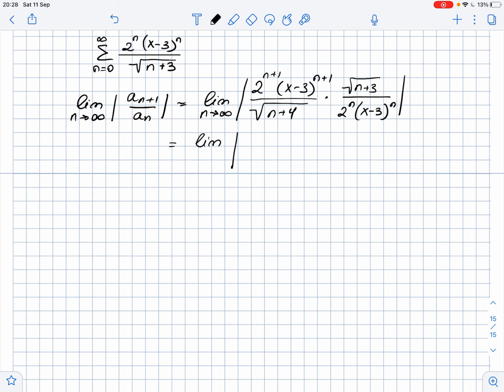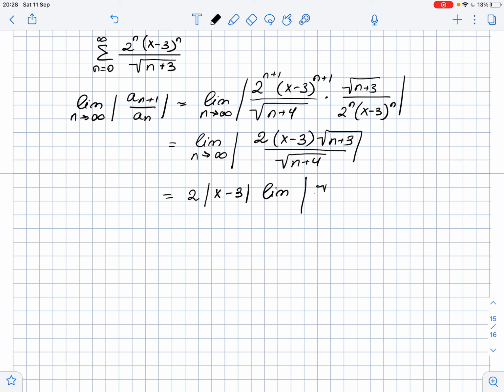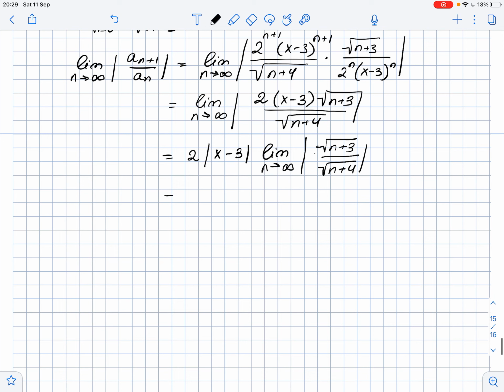This equals the limit of the absolute value of 2 times (x-3) times the square root of n+3 divided by the square root of n+4, where n approaches infinity. Then this equals 2 times the absolute value of x-3 times the limit of the absolute value of the square root of n+3 over the square root of n+4, where n approaches infinity.